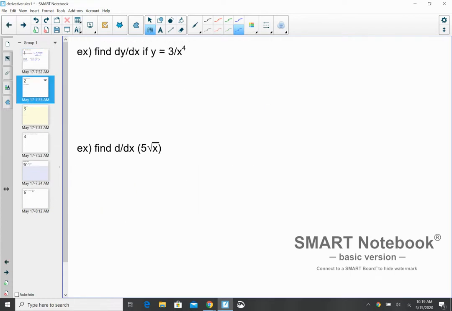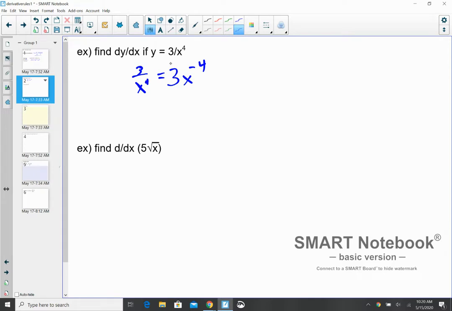Or sometimes we have things that maybe don't look like polynomials, but maybe we can rewrite them in a way that they're a little bit more friendly. So first of all, you have a function here, y equals 3 over x to the 4th. Back in Algebra 2, or even Algebra 1 for that matter, you should have learned that this equals 3x to the negative 4th. Remember, if the variable's in the denominator, its exponent really is negative.